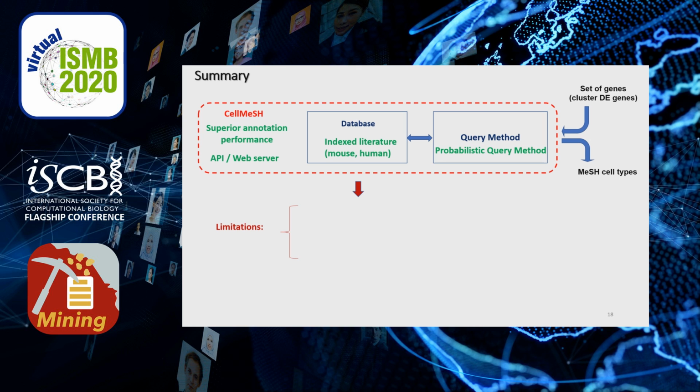But it still has limitations. Some query results are still coarse-grained, probably due to a resolution limit from MeSH cell types, and the database is not sufficient for other species, probably because there are not enough publications and not enough signals.